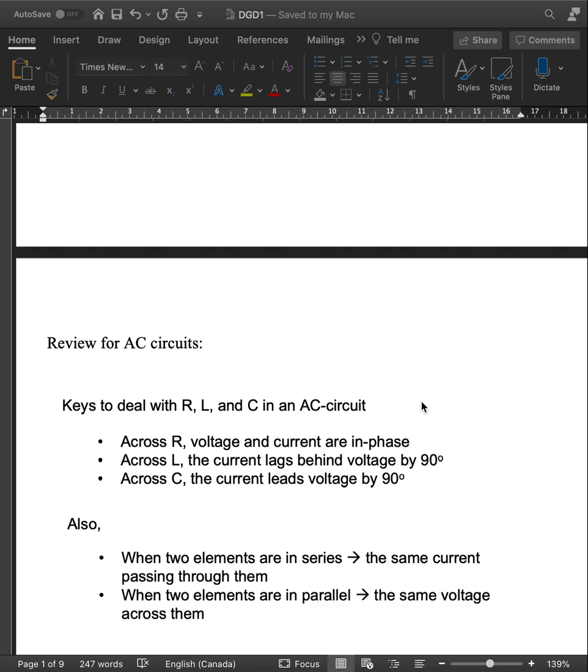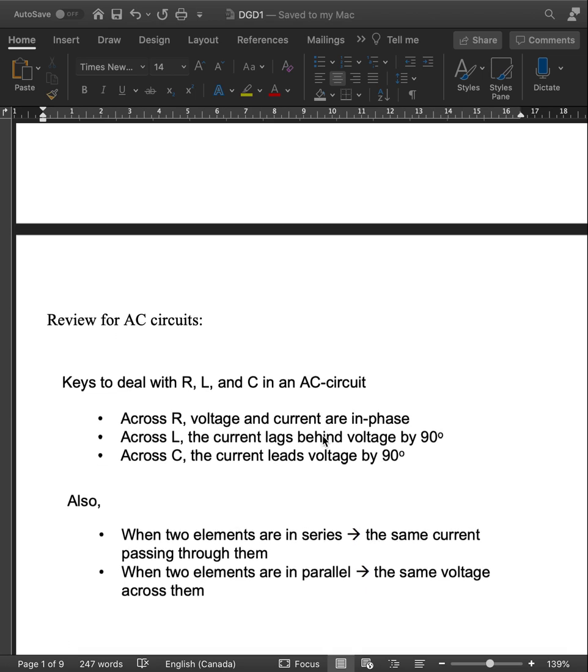However, when we have a capacitor, the current leads by 90 degrees. And same with the L: L lags behind by exactly 90 degrees. So it's the same concept, just different. The current is leading the voltage by 90 degrees in capacitance. The current lags behind by 90 degrees when we have inductance. I'll show you the diagrams on the next slides, in which you will see how the voltage and the current lag and lead.